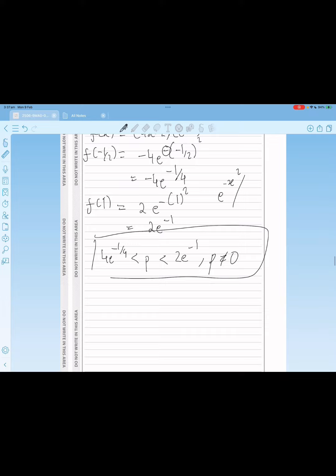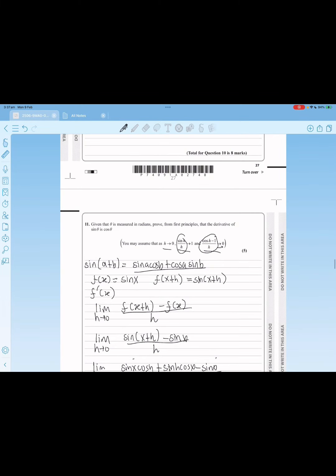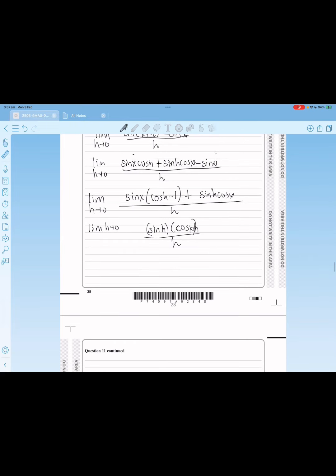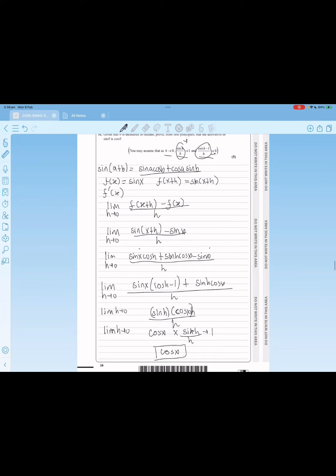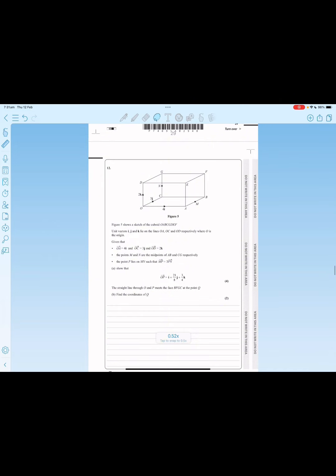We're also given the fact that sine h over h tends to 1. So essentially, it's just the limit when h tends to 0 of cos x times sine h over h. So this would tend to 1, so you are left with cos x. And therefore, the derivative of sine theta is cos theta. I did kind of change the x to theta. I wouldn't do that, but I don't think it would be that much of a problem if you did, but that's that question. Okay, so question 12.